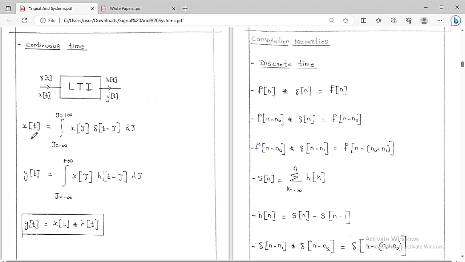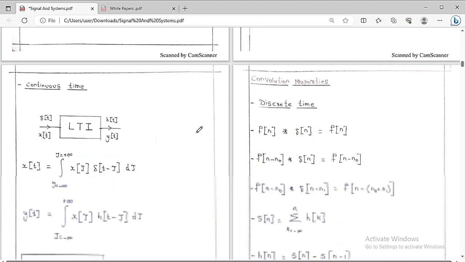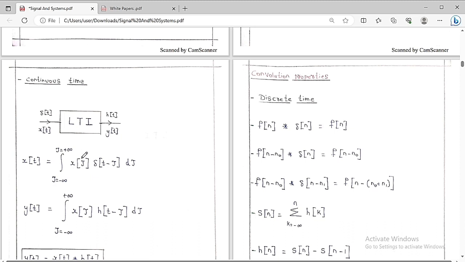I have already told x of t. Here we can write x of t is equal to the integration from tau is equal to minus infinity to plus infinity of x of tau into delta of t minus tau d tau. So the summation becomes integration: in the discrete domain the sigma becomes an integration in the continuous time domain. So x of t is equal to the integration from tau is equal to minus infinity to plus infinity of x of tau delta of t minus tau d tau.